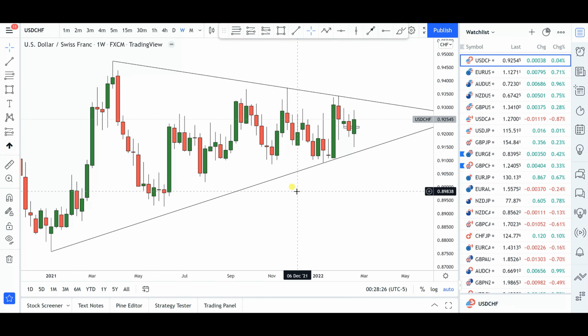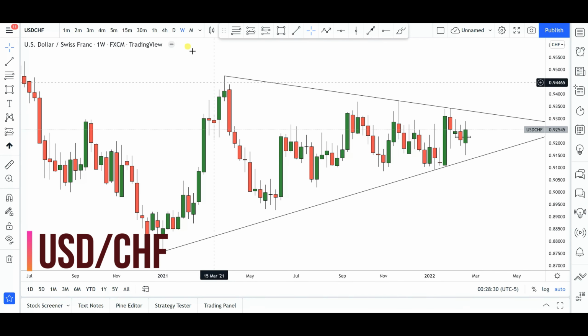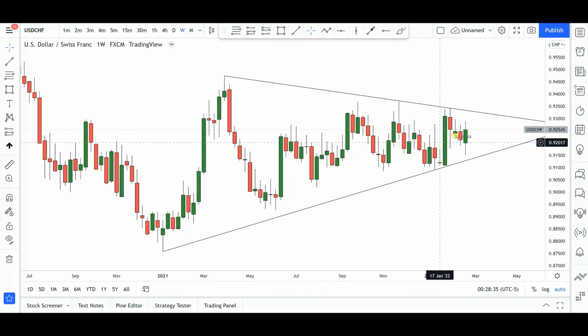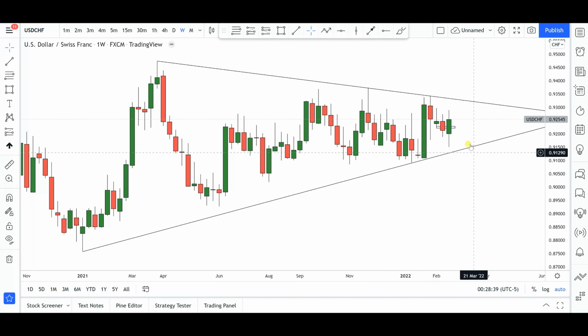As usual, I'm going to be kicking things off with US dollar Swiss franc, and here we're taking a look at the weekly time frame. We are still stuck in this triangular consolidation on the weekly. If you pay attention, this week's candle closed as an outside bar, completely engulfing last week's candle.